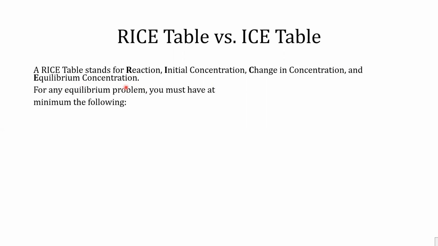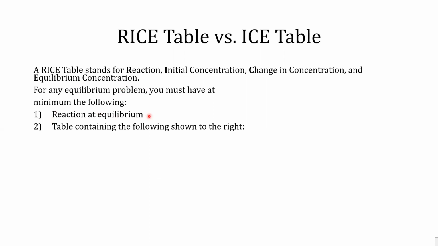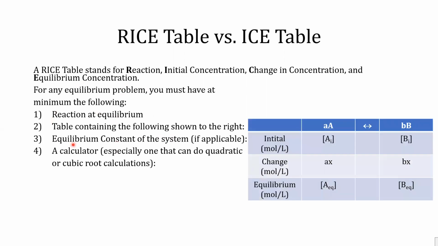For any equilibrium problem, you must have at minimum the following. 1. Reaction equilibrium. 2. Table containing the following shown to the right. 3. Equilibrium constant of the system, if applicable. 4. A calculator, especially one that can do quadratic or cubic root calculations.